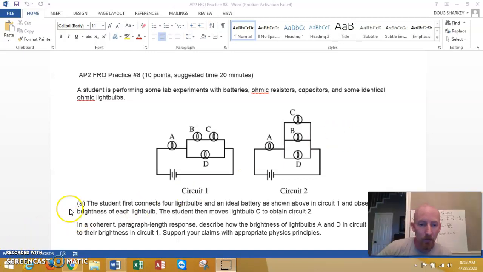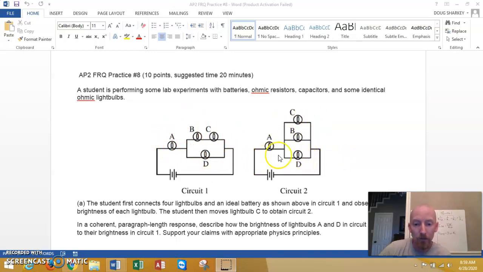All right, so we already said that A is going to be brighter in this circuit because there's less overall resistance, so there'll be more current. Now, more current or more voltage will give you a brighter bulb. The brightness of the bulbs is electrical power, electrical work done per unit time. So if you have more current, then you'll have a brighter bulb. So A here will be brighter than the A there. More resistance here, less here.